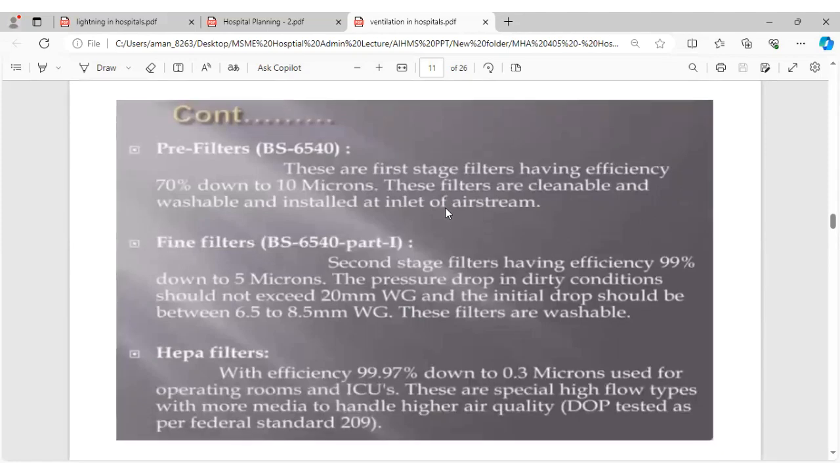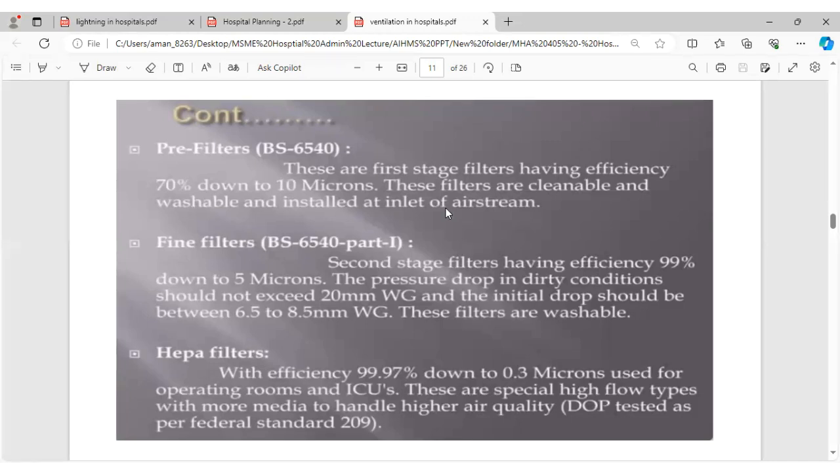Now, what are these three layers? These are pre-filters, the first stage filters, having efficiency of 70% down to the microns. These filters are cleanable and washable and installed at the inlet of the mainstream. Fine filters, BS6540, are second stage filters having efficiency of 99% down to 5 microns.